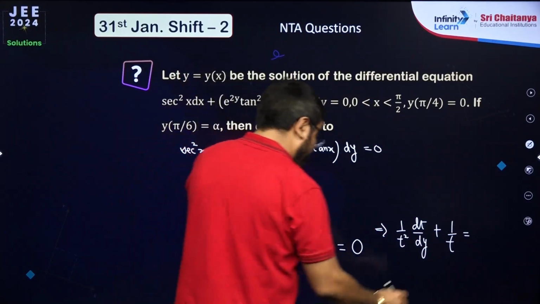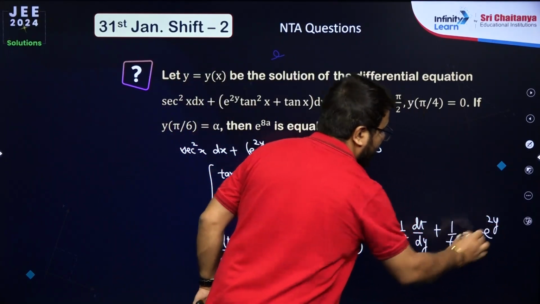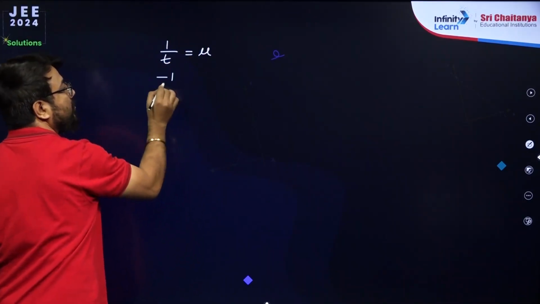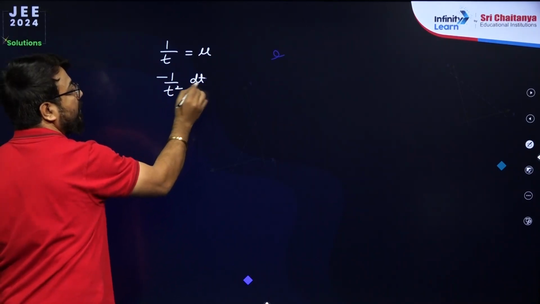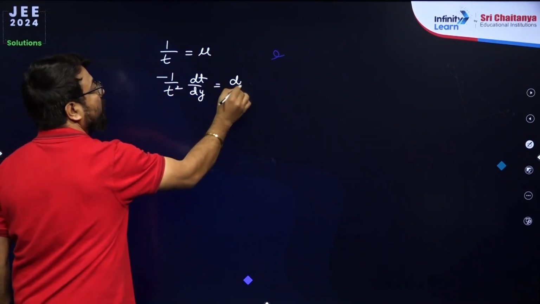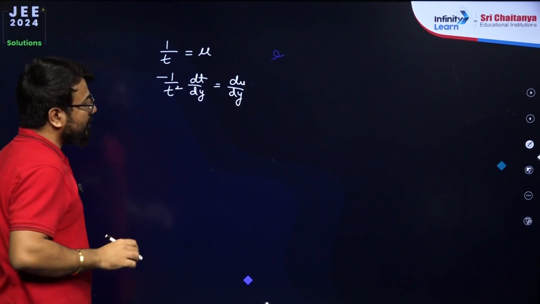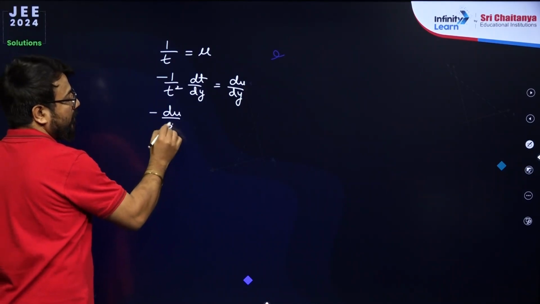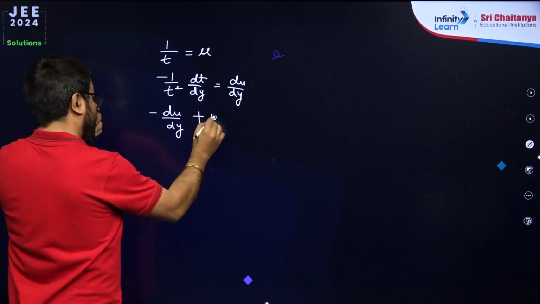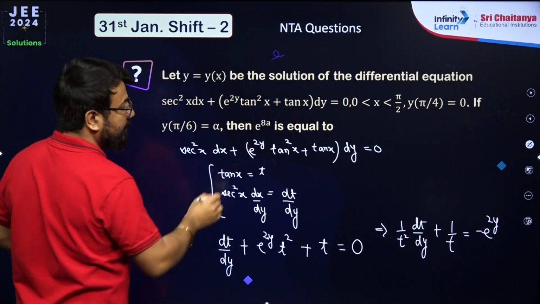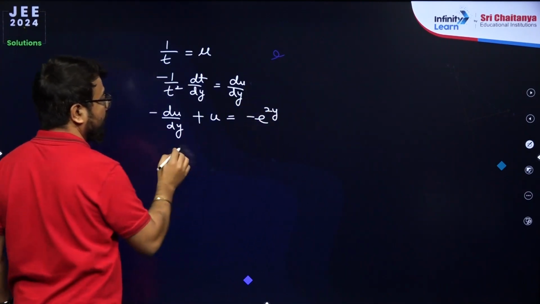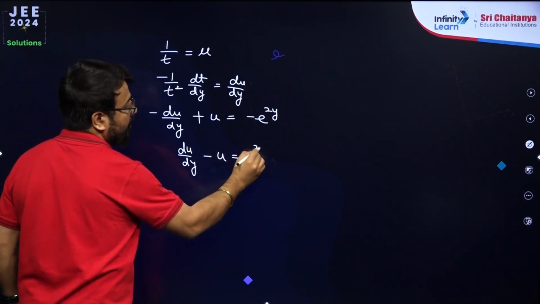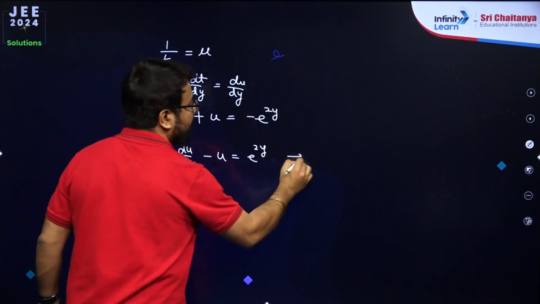And here I am taking to the right hand side, it is negative times e raised to the power 2y. If I assume a new variable 1 upon t as u, then minus 1 upon t square dt over dy will be du over dy. Alright, so this will be negative du over dy, and then 1 upon t is u, and then it is negative times e raised to the power 2y. So du over dy minus u is equal to e raised to the power 2y. This is a linear differential equation.